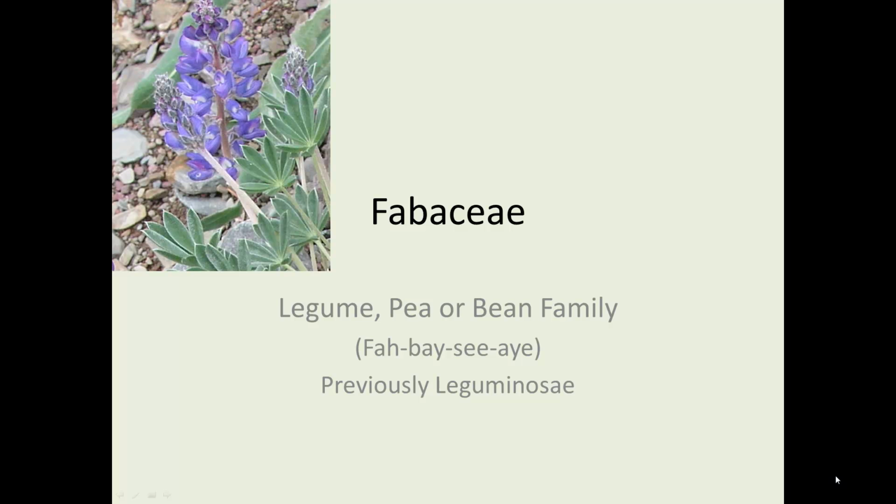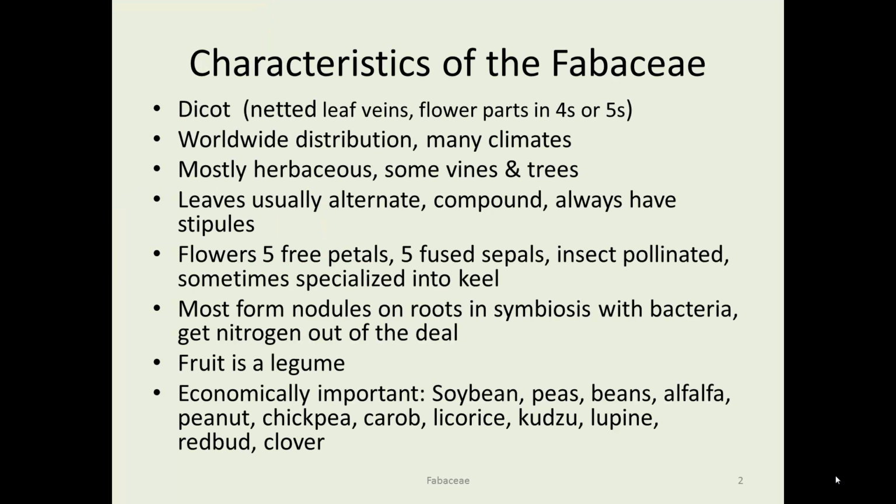The Fabaceae, the legume family, also called the pea family or the bean family. Previously they were called the Leguminosae. These are dicots, very wide distribution. It's a very large family. They're generally herbaceous, although there are certainly some trees and some vines.